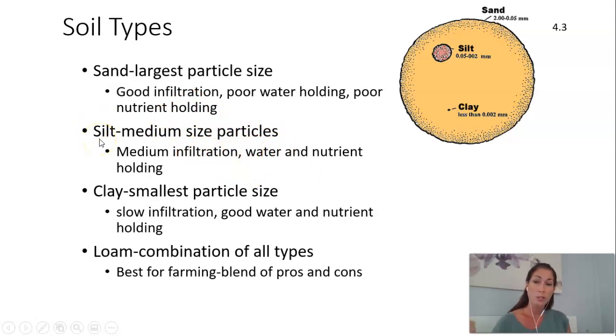So this would be okay to farm in, but the best type of soil to farm in is actually what we call loam, which is an even distribution of all three size types. It's best to have a little bit of variety in your soil particle sizes, because if they are all the same size, they'll kind of form a matrix that makes it hard for water and roots to move through.